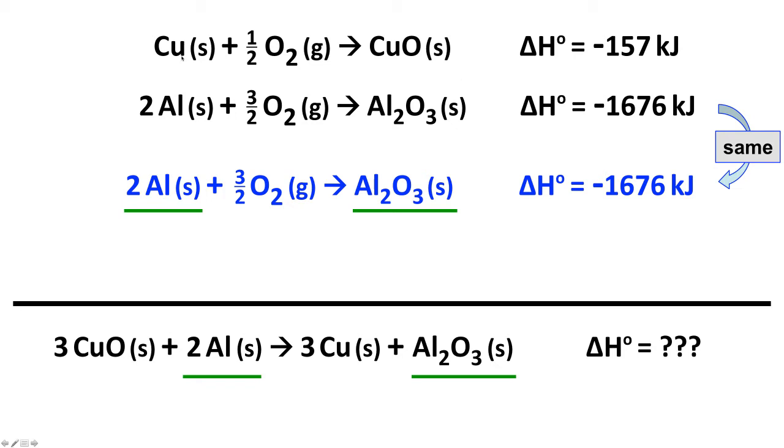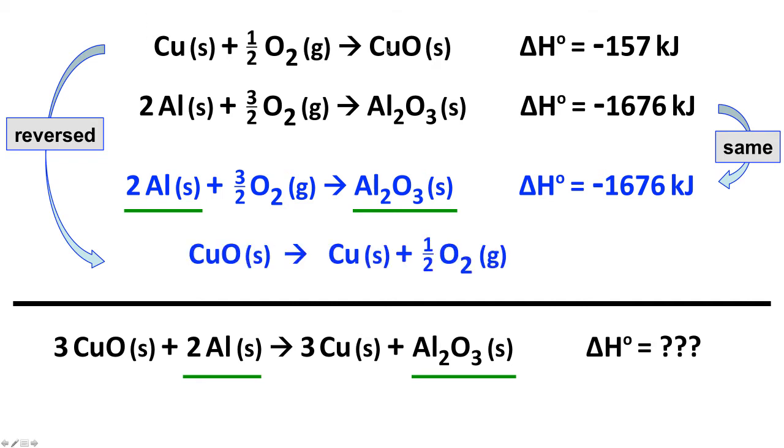Well, how about the first equation, which is in the wrong direction, so to speak? It's the reverse of what we'd like. Well, let's just reverse it then. Let's take this given equation and flip it around and make copper oxide the reactant and copper and oxygen gas the products. Well, if we reverse the reaction, we have to reverse the sign of the delta H value, so we change it from negative 157 kilojoules to positive 157 kilojoules.